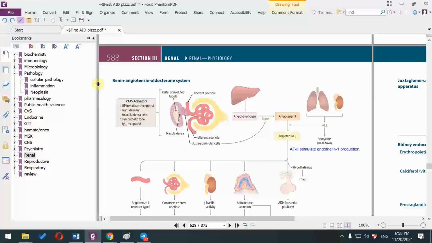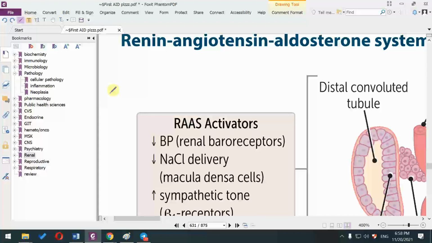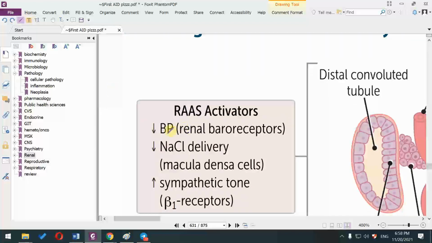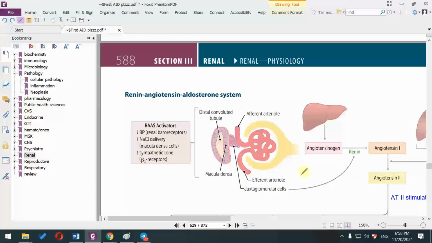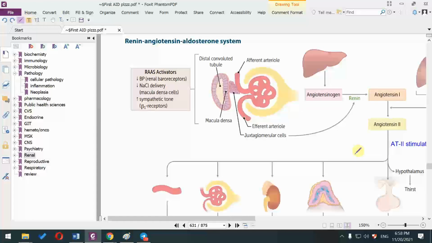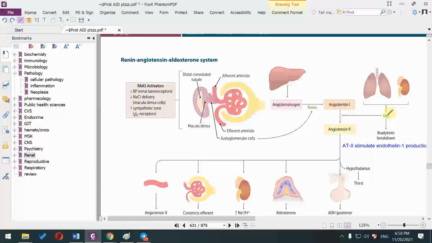Well, look, if you have hypovolemic shock, what is going to happen to your blood pressure? Up or down? Down. Good. What is going to happen to your renin? Up big time. Yes. Okay, renin is high. What is going to happen to the angiotensin 2?